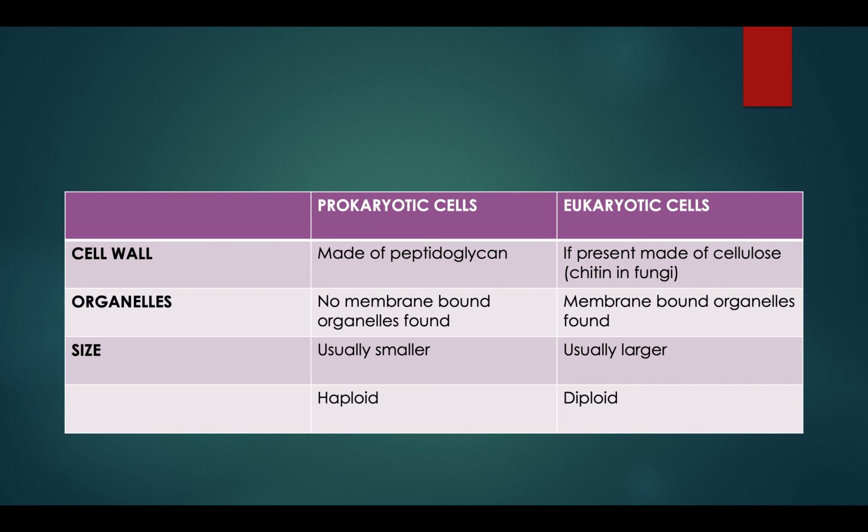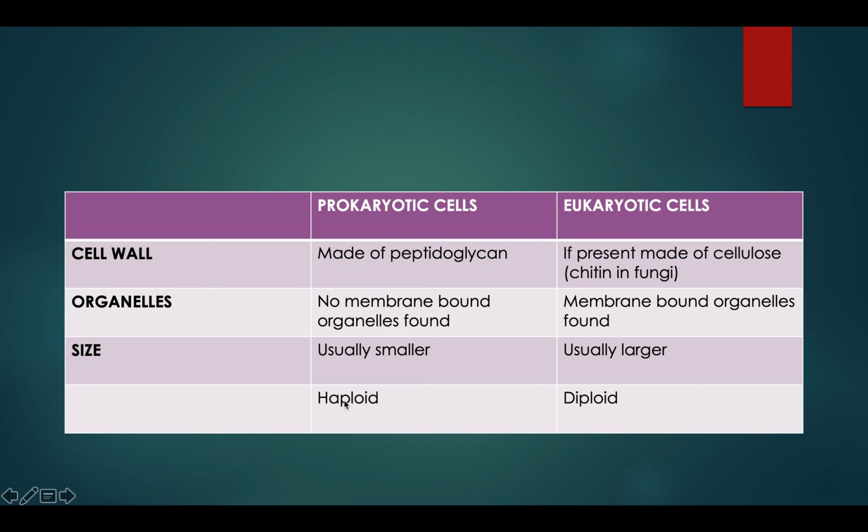If they have a cell wall, mostly they're found in the fungi, so they would contain chitin. Then organelles, as we said, there are no specific organelles found, like those found in the eukaryotic cells. And in the eukaryotic cells, if they are found, most of them or some of them are membrane bound.